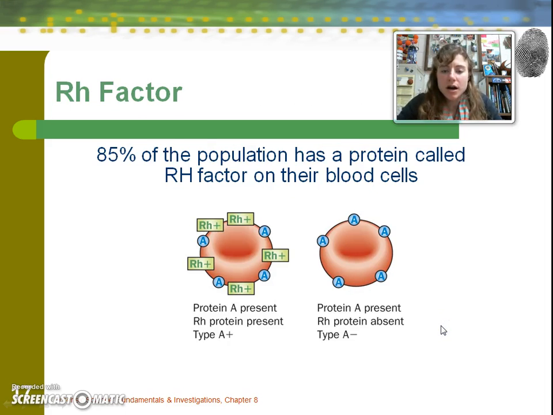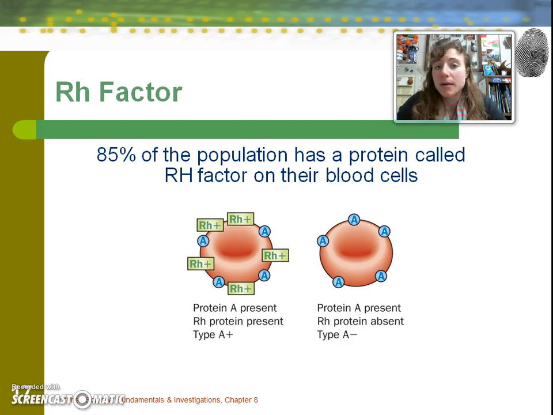There's one other protein that's called the RH factor. This was called RH because it was discovered in rhesus monkeys. We also share that. And if a person is RH positive, they do have the RH factor protein, then they have a positive blood type, whether that's A positive, B positive, and so forth. That constitutes 85% of the population.